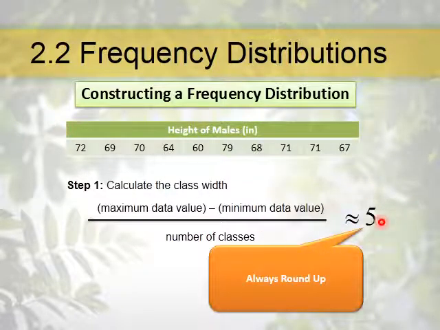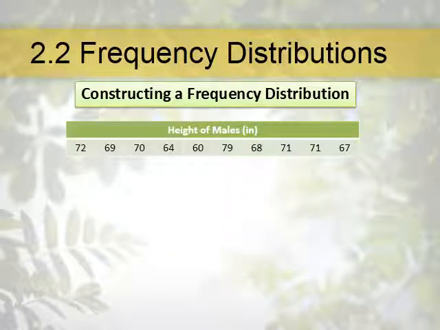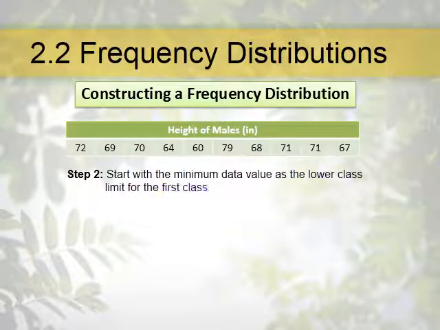Now whenever we get a decimal, which is most of the time, we always want to round up. And for our purposes, we'll always round up to the nearest integer. So now that we have a class width of 5, we can start making our table. And to do this, we want to start with the minimum data value as the lower class limit for our first class. So in this case, our minimum data value is 60. That's going to be our lower class limit for our first class.